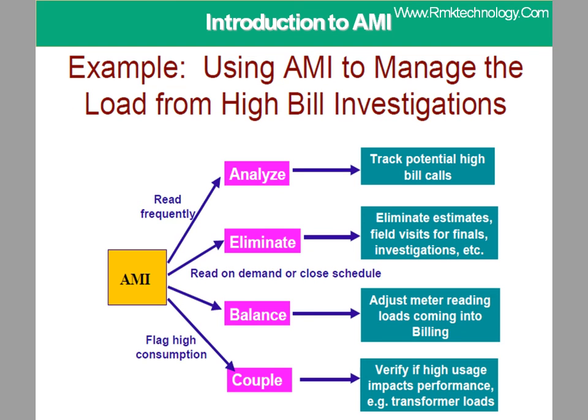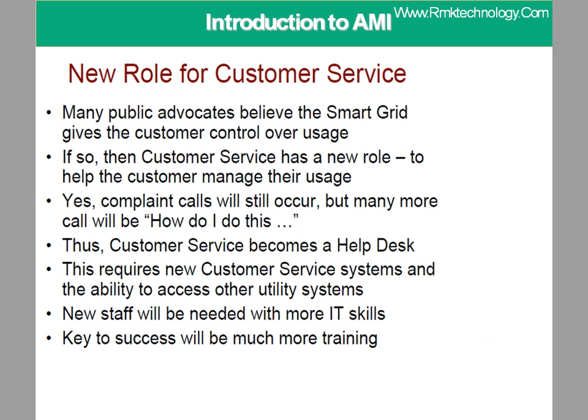This slide shows one use case, high bill investigations. The read from AMI is used to analyze, eliminate, balance and couple. It can be used to track potential high bill calls, eliminate estimates, adjust meter readings and verify if high usage impacts performance. AMI leads to a new customer service experience. It gives the user control over usage of utility services. In this regard, utility customer service activity also turns into a help desk, helping customers choose the usage pattern for best saving. IT skills become imperative for the workforce.